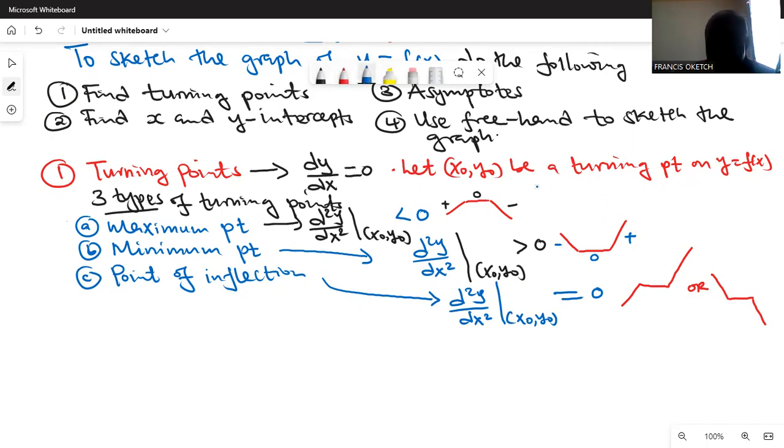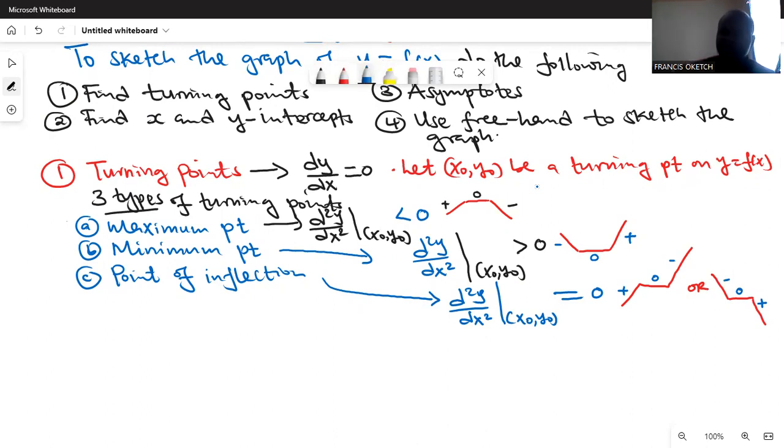So for this one, when it is rising, the sign is positive, this is 0, negative, or the other one, when it is falling, it is negative, this is 0, then it is positive. So that is the sign test. But it is easier to use the second derivative test to be able to classify the turning point.